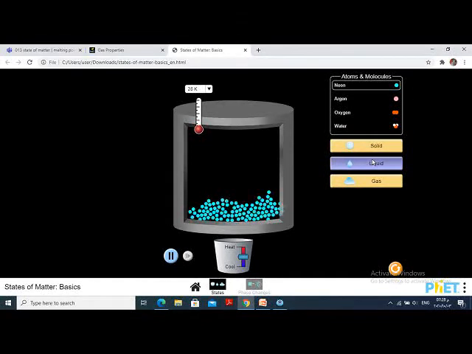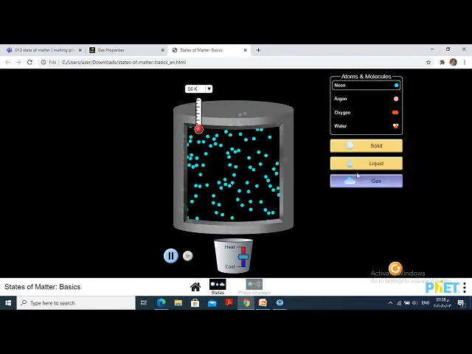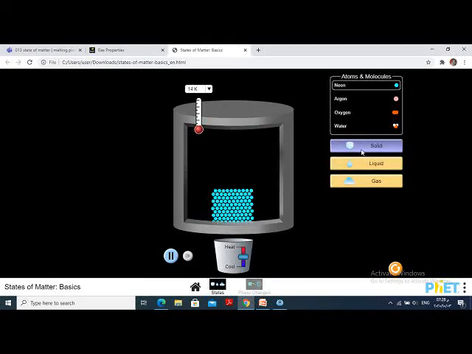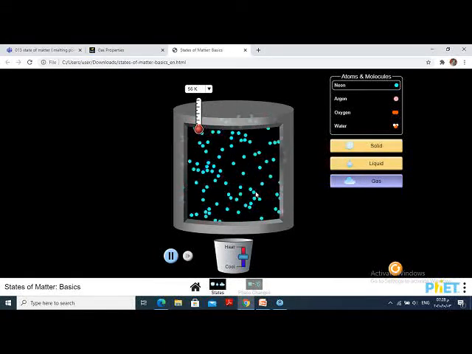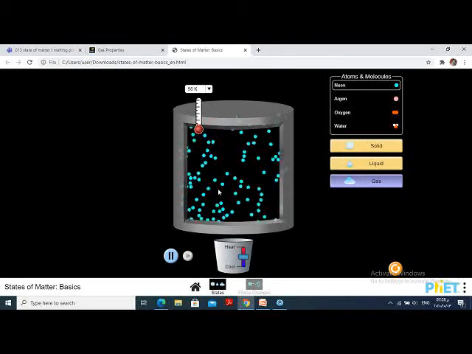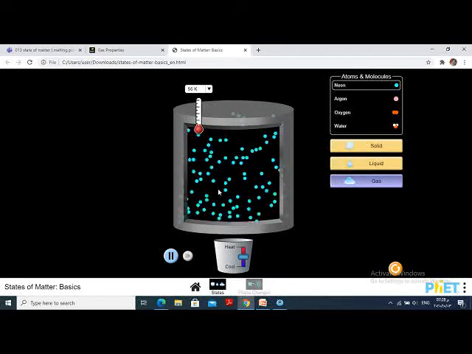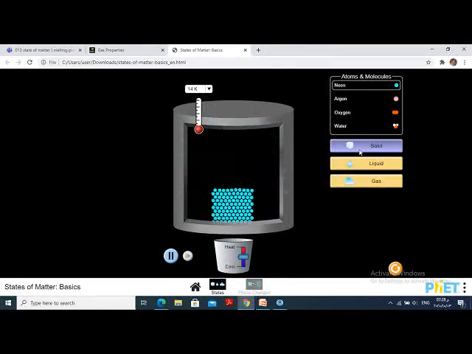Here in liquid, the particles are not far away like a gas, but the attractive forces are less than in the solid. In the gas we have more space between particles, and that means very low attractive forces between them. In the solid state the attractive forces are very strong. To break down the attractive forces between particles inside the solid state, we add thermal energy.